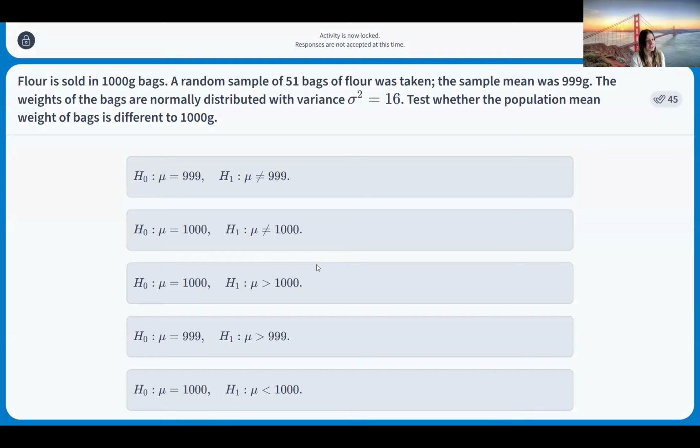So again, as I mentioned, I'm scaffolding the questions, splitting them into smaller parts, stressing the different steps of hypothesis testing. So here's a question.